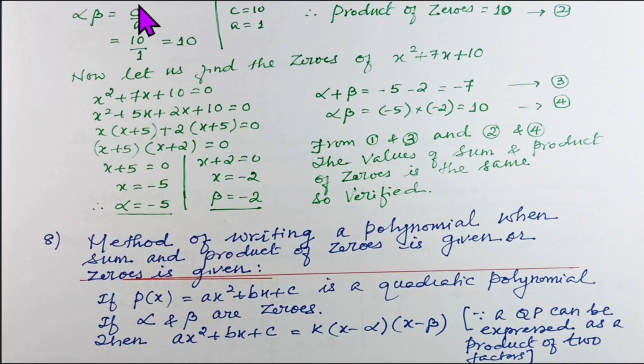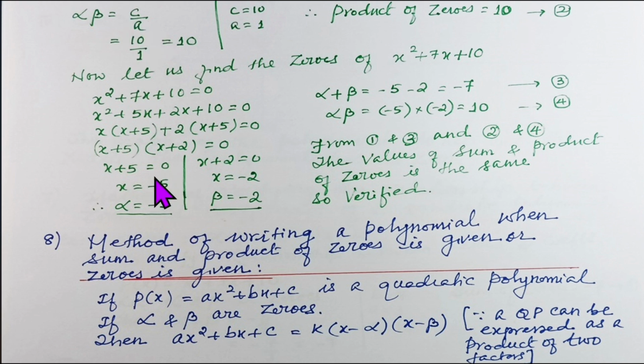Therefore alpha beta by c by a we got 10, and by taking the product of alpha beta by finding the factors also we got 10. So alpha beta is 10, c by a is 10, and therefore 10 is equal to 10. Therefore alpha beta is equal to c by a is verified. That is, the relation between the zeros and the coefficients of a quadratic polynomial is verified.